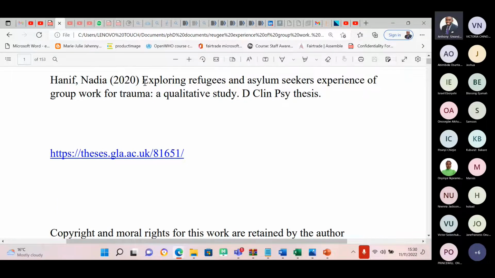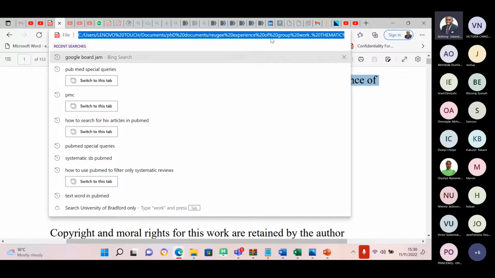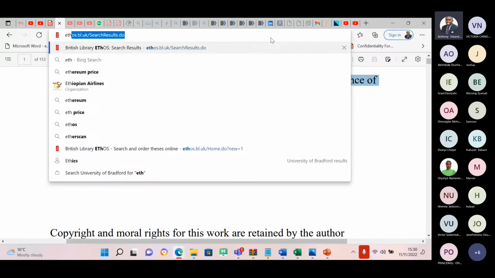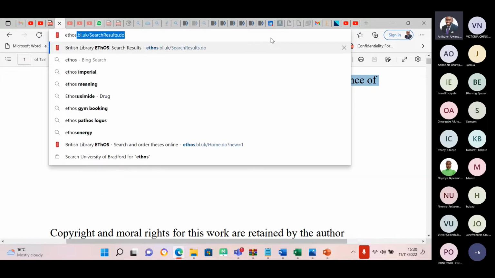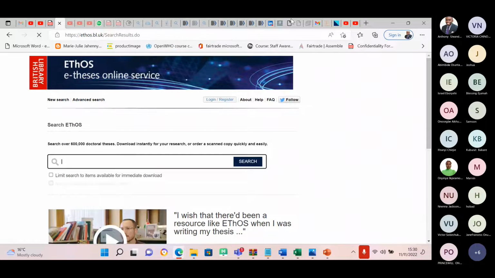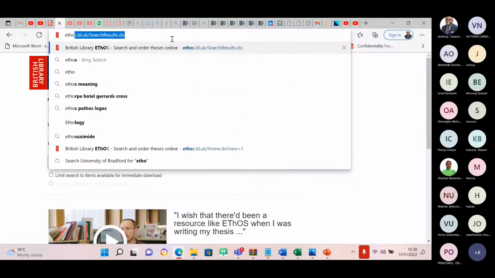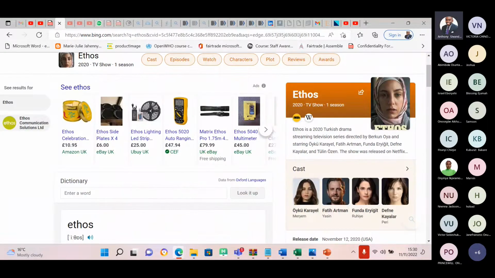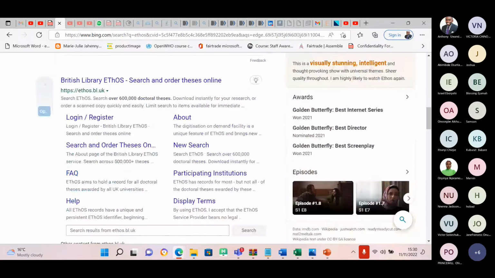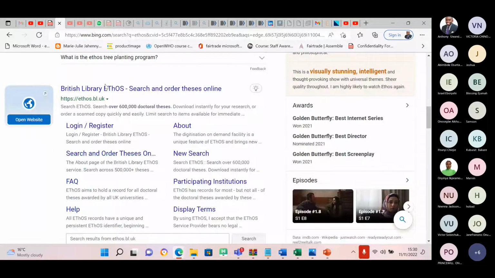So I'm going to get this topic here, exploring refugee and asylum seekers. I'm going to copy it. Just copy it, Control C. Now the sites I normally use to understand more research: just type in Google, ethos. I've said it before. Type in ethos. Just in Google, ethos, just a normal search. Google search ethos. Okay, you see ethos.bl.uk.